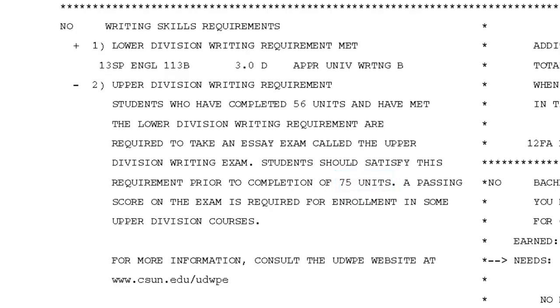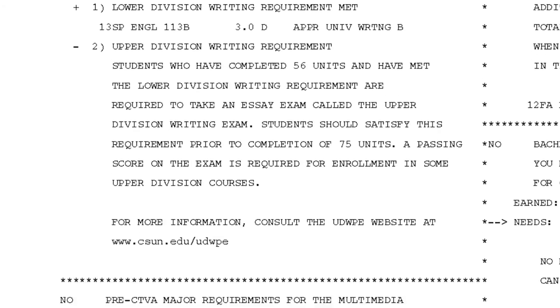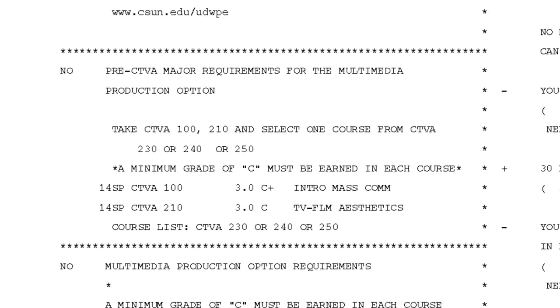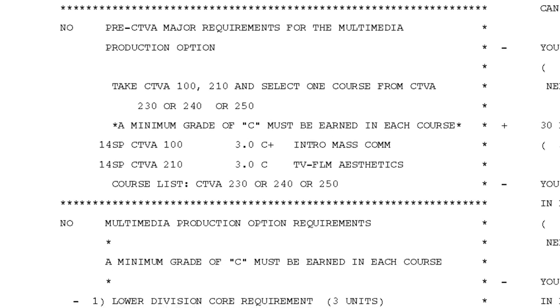To sign up for an exam time, go to the website provided in the DPR. Finally, we have moved past the general education courses that all students are required to take and are ready to look at the requirements for the specific major program you have chosen. For CTVA Multimedia Production students, the pre-CTVA courses should be taken first, as a freshman and sophomore.